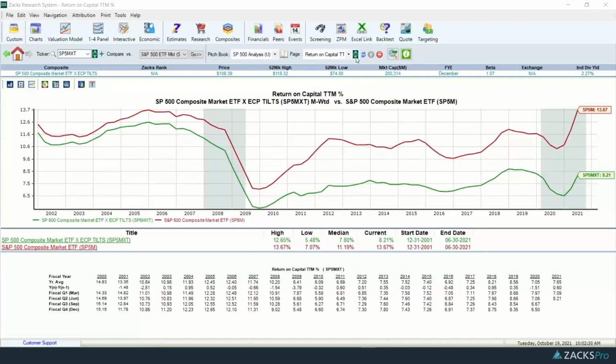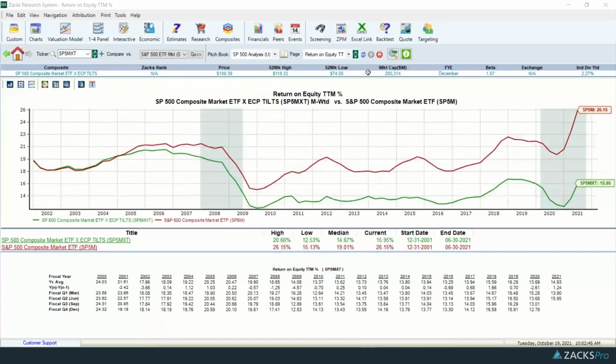So we take a look at return on capital. Again, the ability to compound returns on its capital structure, almost 2 times as well here. And this is relative to the S&P 500 minus those 6 ECP mega cap tech names. Okay. Return on equity, again, just shy of 2 times more efficient at returning earnings to common equity shareholders. It's just absolutely incredible. 26.15% versus 15.95%. Okay.